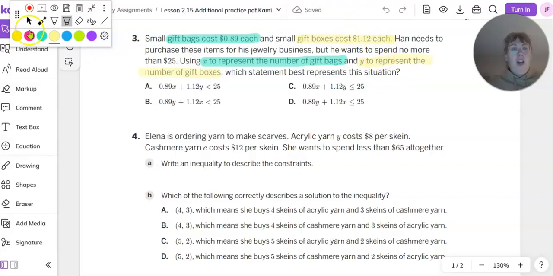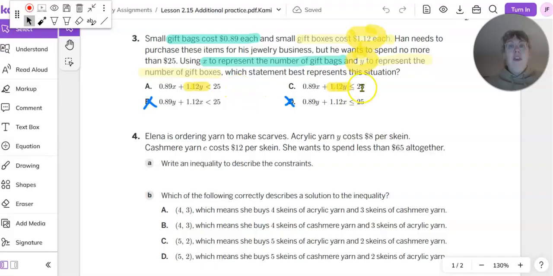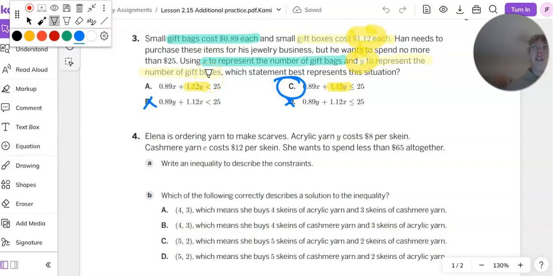So we want to match our 1.12 and Y. So we can see that that happens here and here. But the other two, it does not match. So it can't be B, can't be D. So then do we want it to be less than 25 or less than or equal to 25? So he wants to spend no more than $25. So it can be equal to $25, just doesn't want it to be more than 25. Let's go ahead and plug that in. And let's look at number 4.